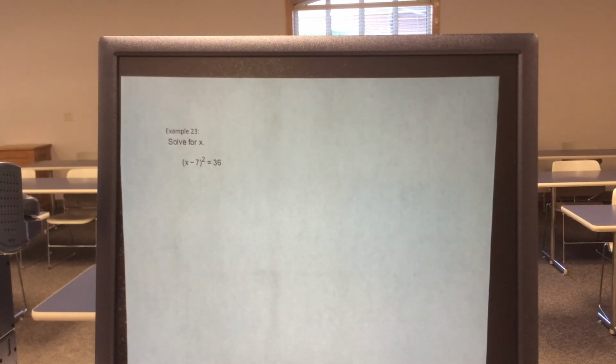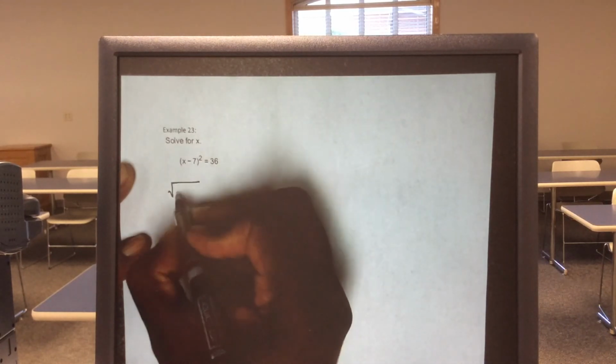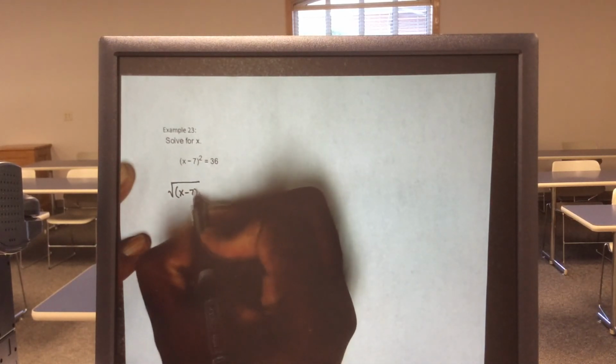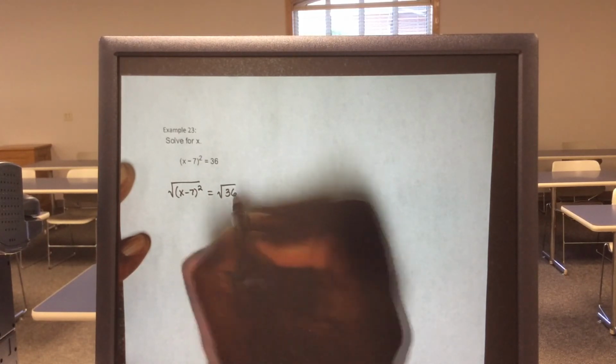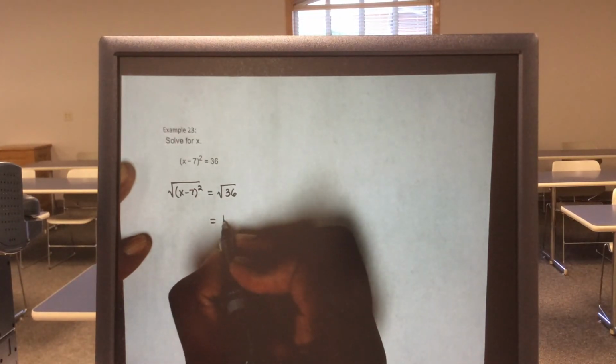Okay, now this last example is somewhat like that. X minus 7 quantity squared is equal to 36. Here we're squaring the x minus 7. So what would be the opposite of squaring something? And that will be to take the square root on both sides. And when you take the square root on both sides, you want to include this symbol, plus or minus, because you're going to have two answers here.